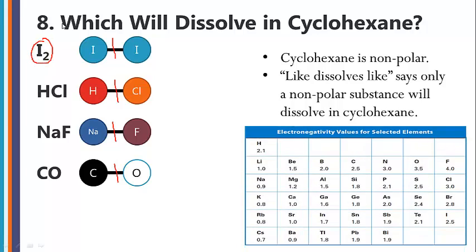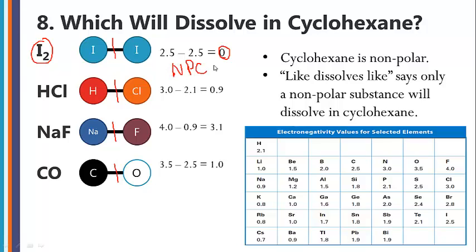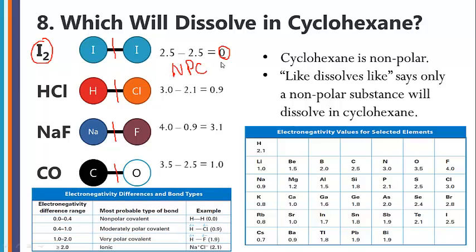We can also do this by subtracting the electronegativity values. So when we do that, we see that since this is 2 iodines, whenever we subtract them, we get a difference of 0. So this is definitely nonpolar covalent. So by inspection visually and from subtracting the electronegativity values, we see that the only thing that is nonpolar covalent is going to be I2. So the correct answer, I2, will dissolve in cyclohexane.